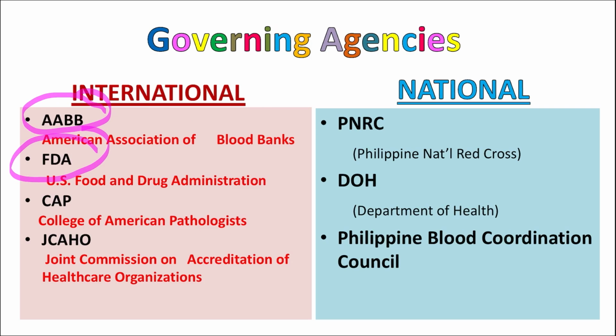And the rest of the governing agencies are the ones that conduct inspections, like inspections of the hospital blood banks, and then they review the policies and the procedures for accreditation purposes. So those are the functions of the other governing agencies. Again, the AABB and the FDA are more specifically involved in the donor screening regulations.